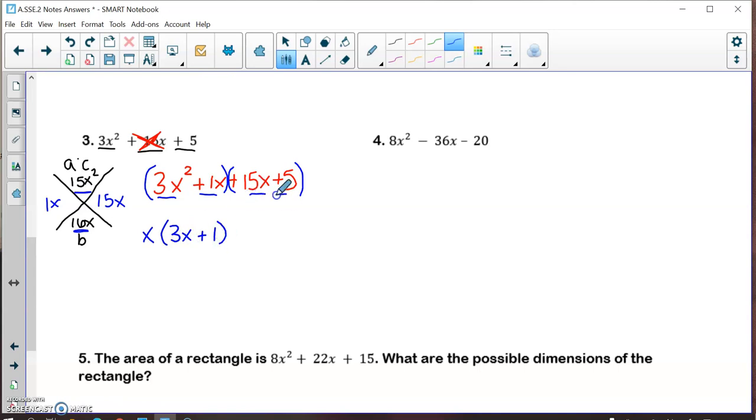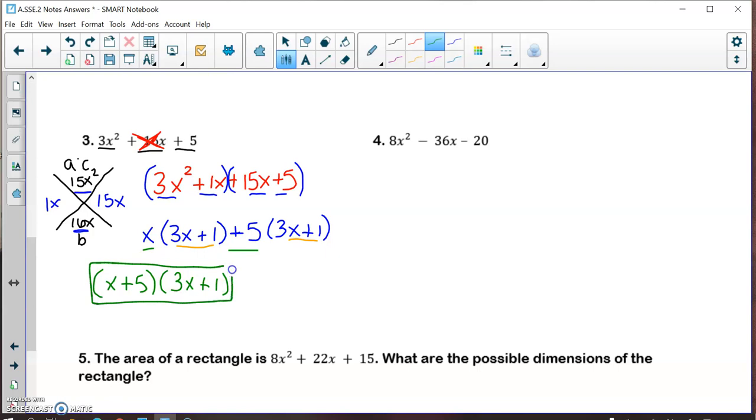Out of my next 2 terms, I'm going to factor out an operation, which would be a plus sign. And I'm going to factor out the greatest number that both terms have in common, which is a 5, and I'm left with a 3x plus a 1. I know I did this correctly if both my parentheses match, which they do. One of my binomials is the stuff that's on the outside of the parentheses, so that's an x plus a 5. My other binomial is a 3x plus 1. That is fully factored.